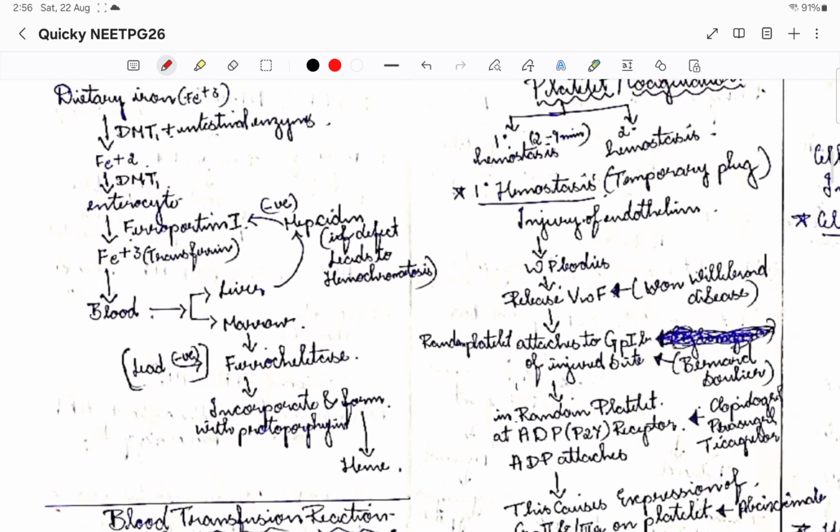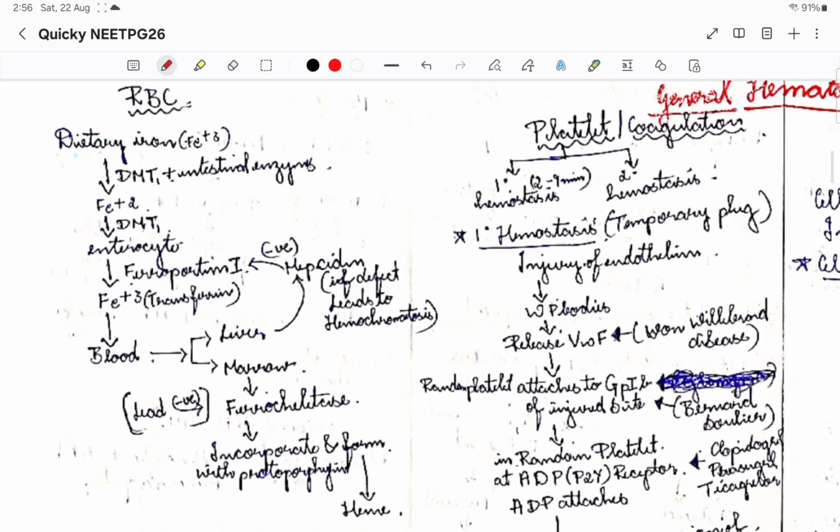So let us see how the heme enters our body and how heme is transferred into our RBCs. Okay. So the dietary iron that we eat, right? We were discussing the macronutrients and micronutrients we discussed in biochemistry.